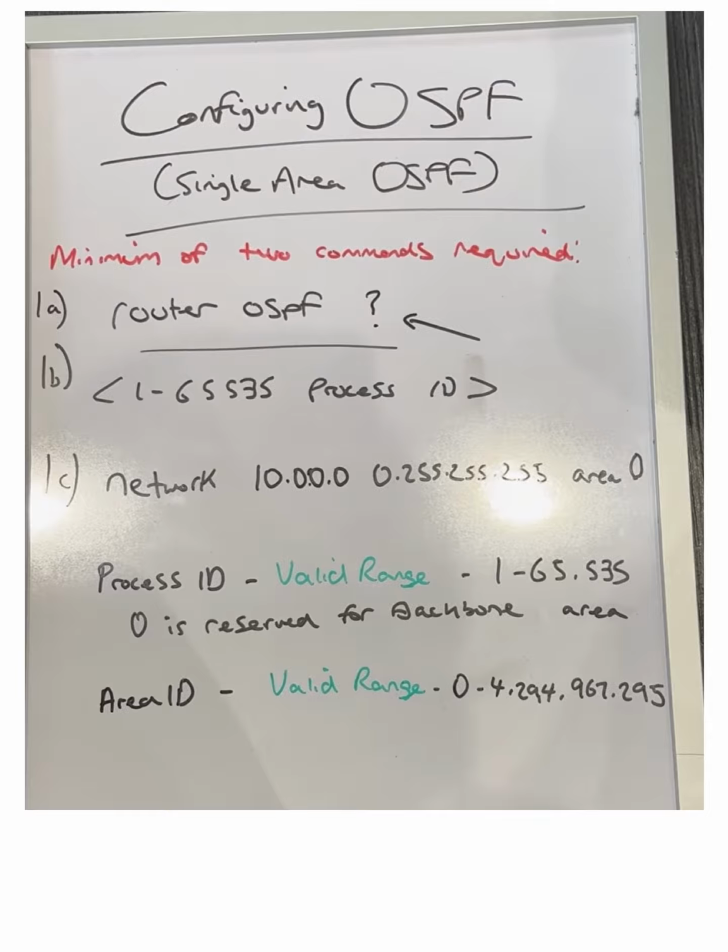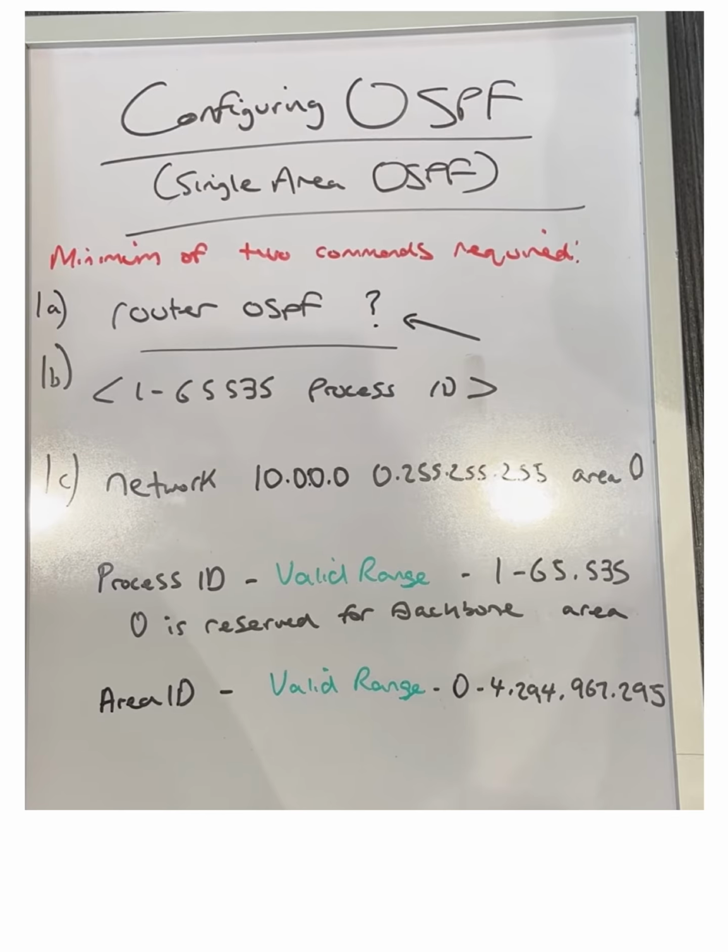Then we specify network, using that network command there, and then you specify the IP address for that interface, and then we use the wildcard mask. The wildcard mask basically looks like a subnet mask, but the other way around. And the key thing when it comes to wildcard masks is that 0 means match, 255 means ignore.